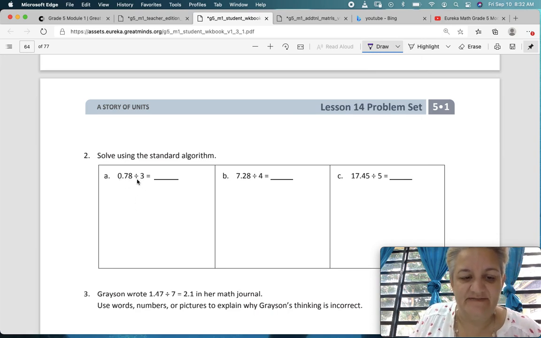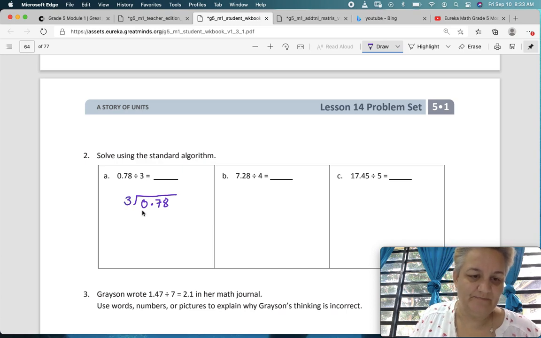So 78 hundredths divided by 3. So I'm not going to put the 78 on the outside. I'm going to put it on the inside. 78 hundredths. Okay, and the 3 goes on the outside. So 3 is going to go into the 1 spot exactly 0 times, right? There's nothing to divide into. So 0 times 3 is 0. I'm going to subtract that.